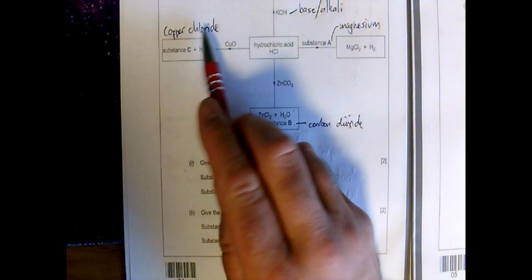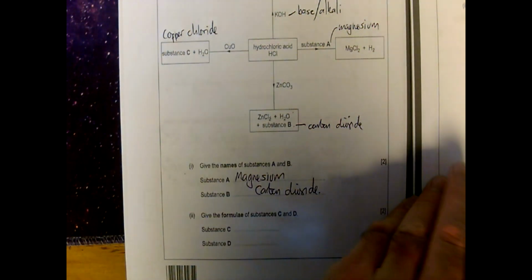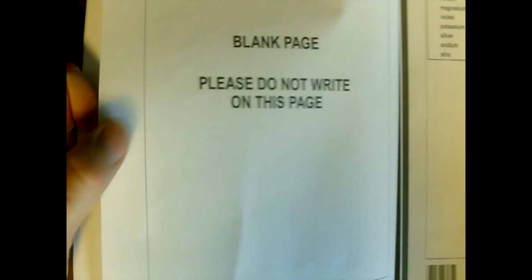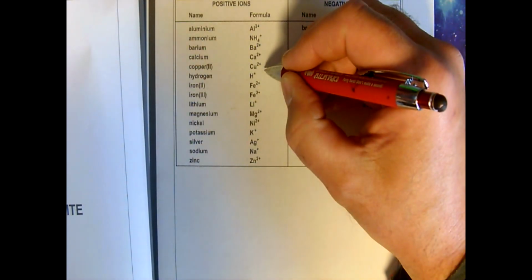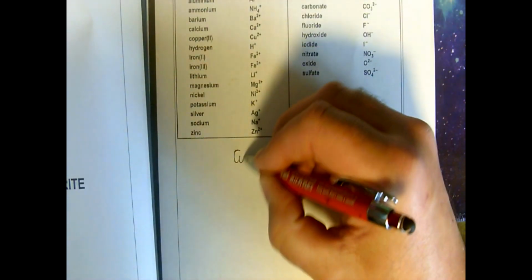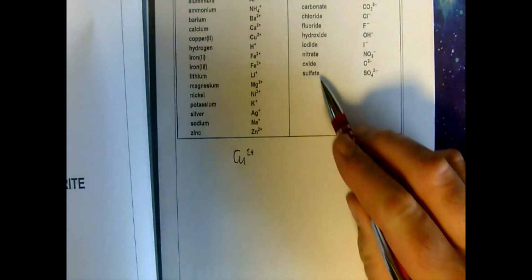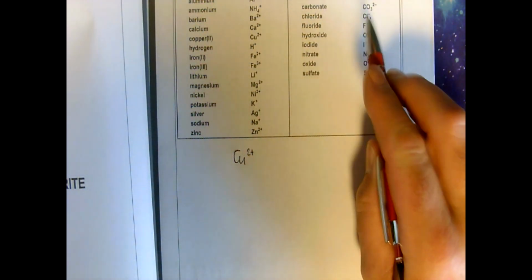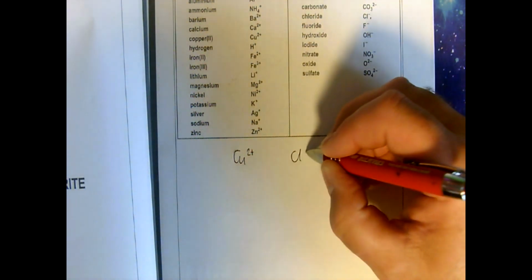So give the name of substances A and B. So we identified substance A as magnesium. Substance B we identified as carbon dioxide. And then a little bit sneaky if you like, the formula for substances C and D. So we've identified substance C as copper chloride. So what we need to do is quickly look at the table of ions to confirm our formula.